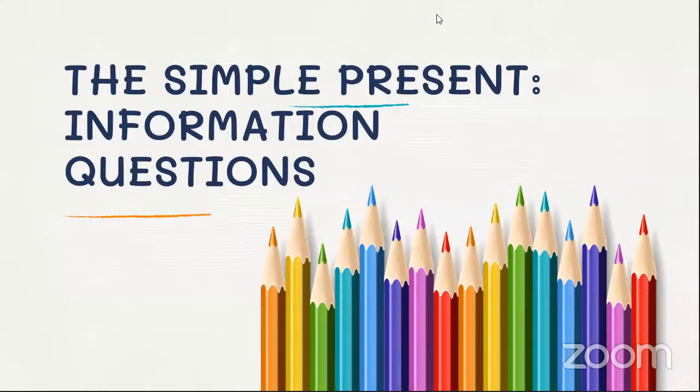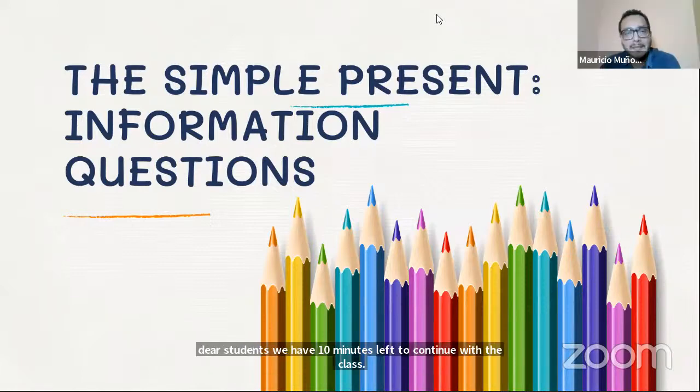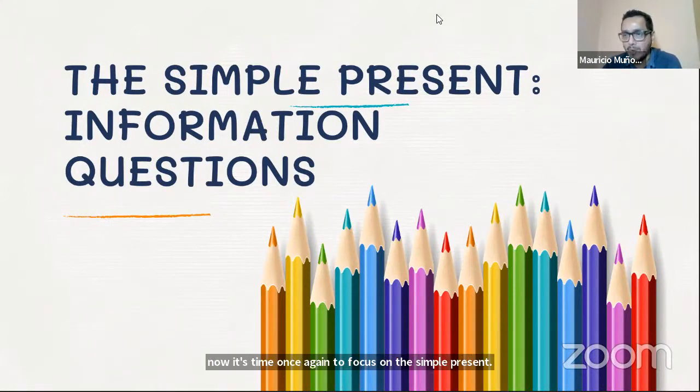Okay, dear students, we have 10 minutes left to continue with the class. Right now, it's time once again to focus on the simple present information questions. Well, basically, when we're talking about information questions, this means WH questions. WH questions are words that we put at the beginning of a question to get, well, information. Depending on the piece of information we request, we need to use a different WH question.